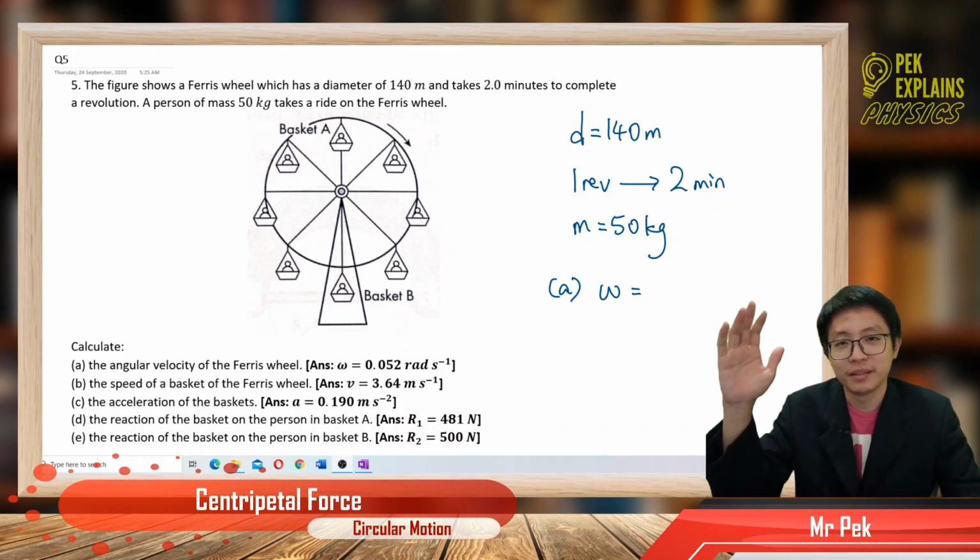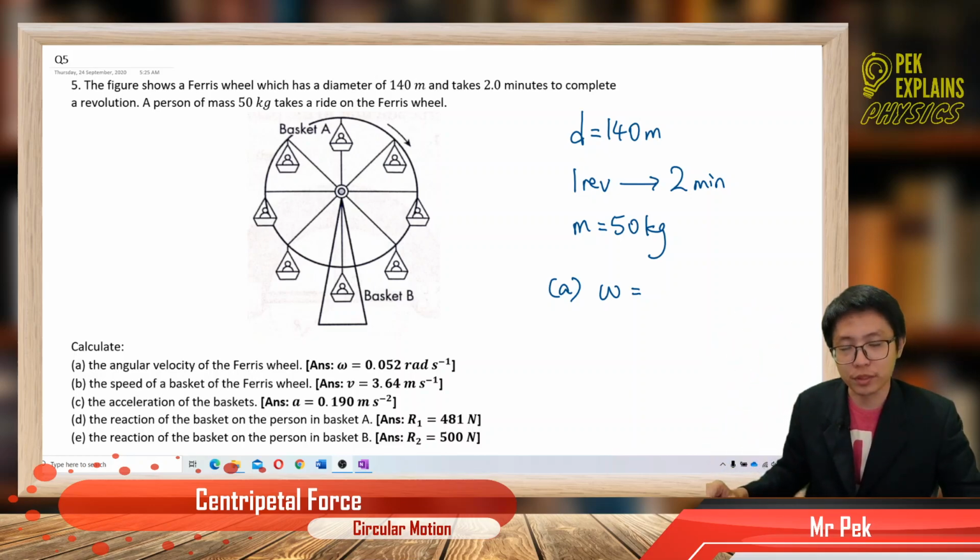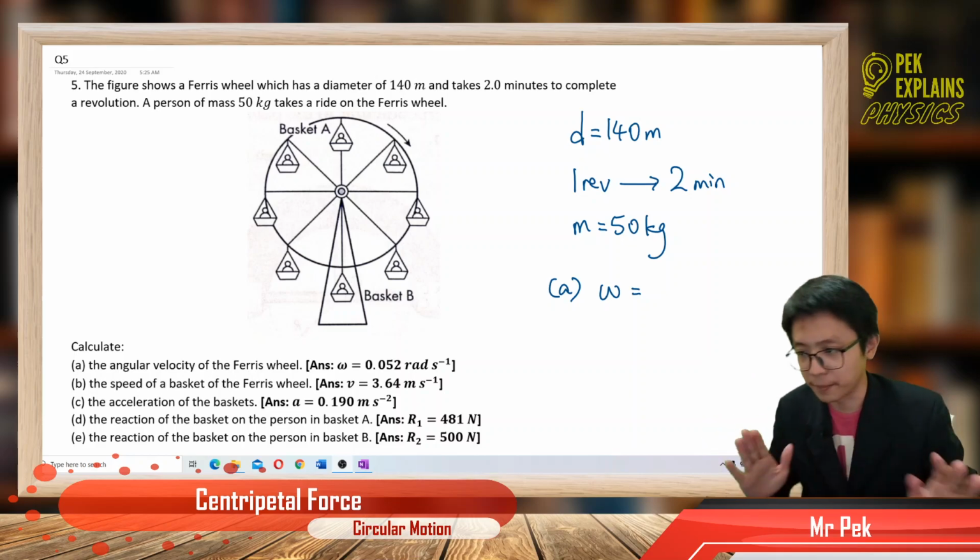Hi there! This is our fifth question in Centripetal Force, circular motion. Okay, let us read the question together.